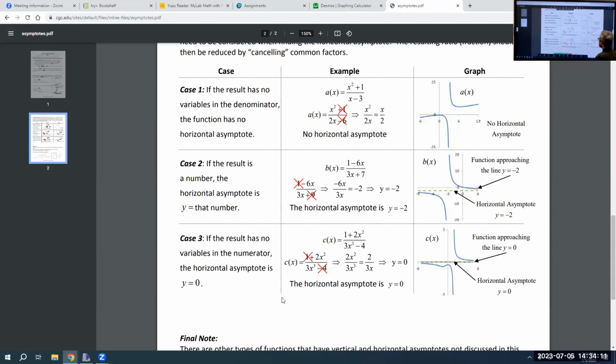So the example is x squared plus 1 over x minus 3. Go ahead and cancel those constant terms. X squared over x, you're looking at x with the reduction. There's no horizontal asymptote, and you can see an example there.